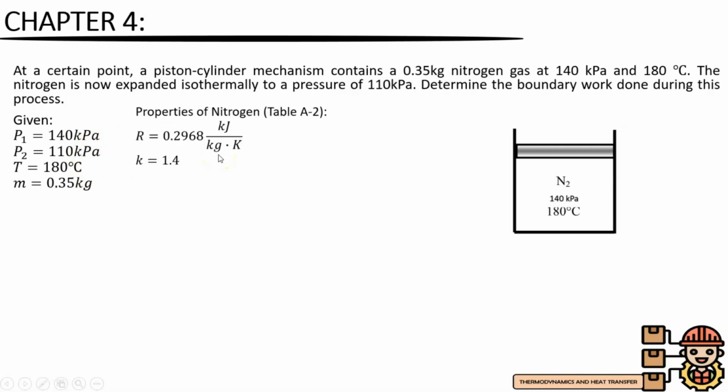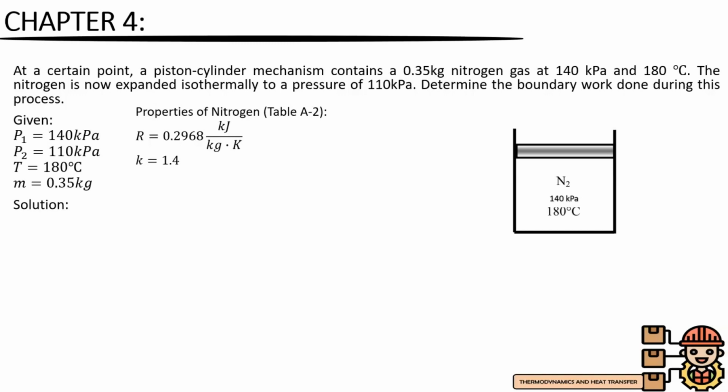And we have properties for this problem. For the properties of nitrogen, you can see this at table A-2. The value for our gas constant, or R, is equal to 0.2968 kilojoules per kilogram Kelvin, and the value of k is equal to 1.4. Now that we have identified all the given values, we can proceed to our solution.